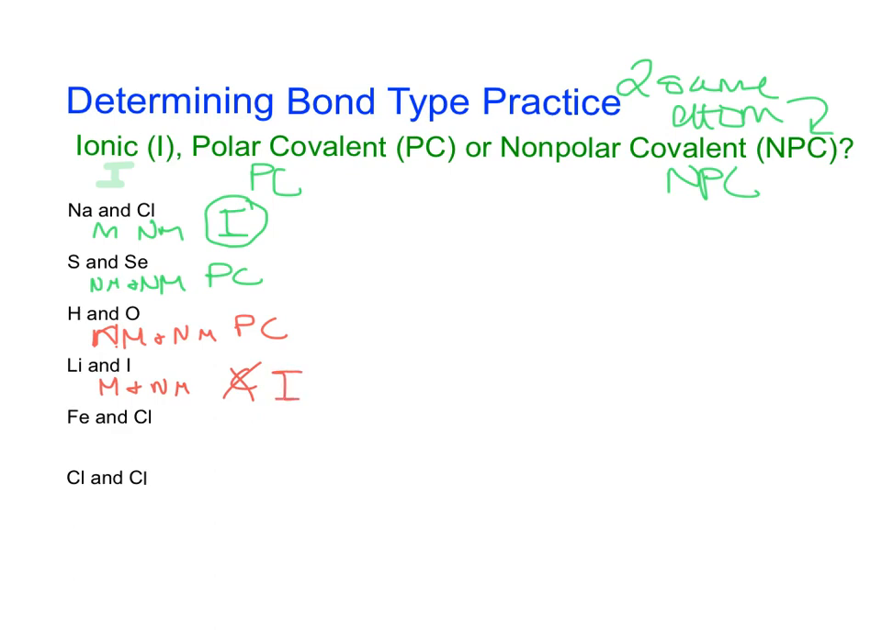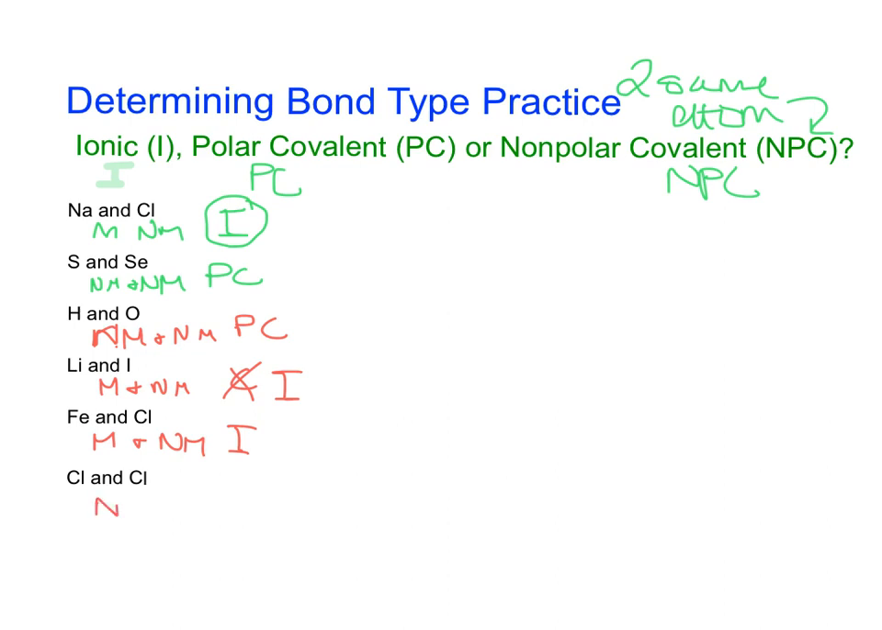Next, let's see, we've got iron and chlorine. So iron is a metal, and chlorine is a nonmetal. So same thing, metal and nonmetal, very different electronegativities, would be considered ionic. And last, we have chlorine and chlorine.